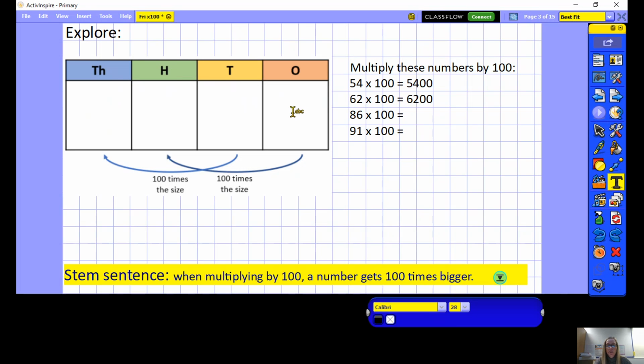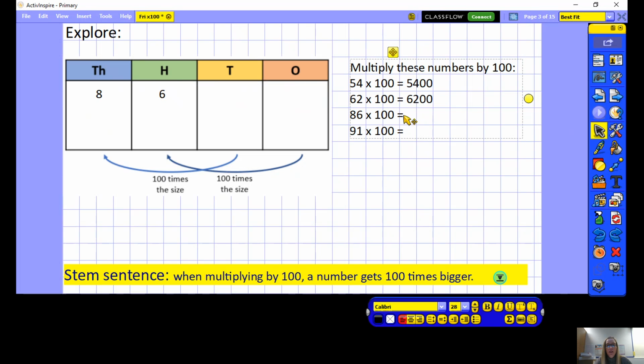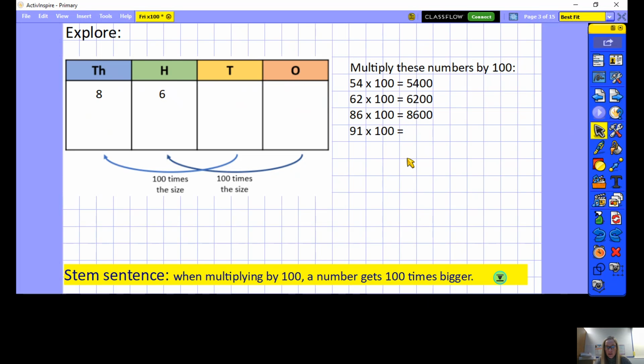Multiplying 86 by 100, we have 8 tens and 6 ones. And then when we multiply by 100, we move the numbers 2 spaces to the left. So we have 8 thousands, 6 hundreds, 0 tens and 0 ones. So the answer is 8,600.